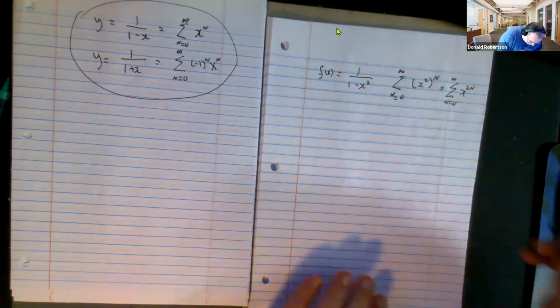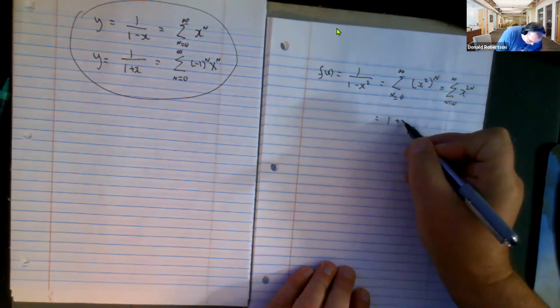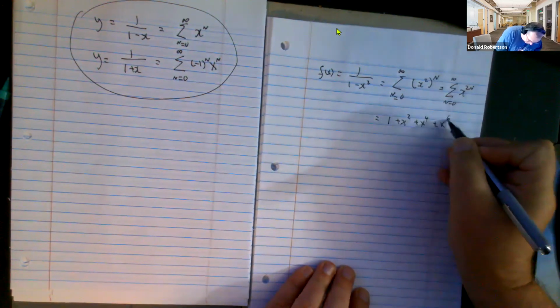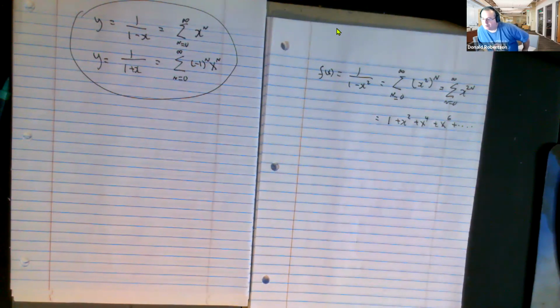And if you want to see what it looks like, plug in 0, plug in 1, plug in 2, plug in 3. How about that? The power series made up of even powers of x is the function 1 over 1 minus x squared.